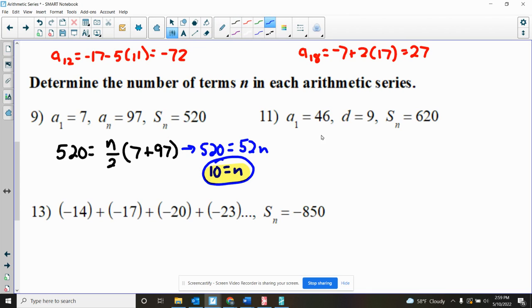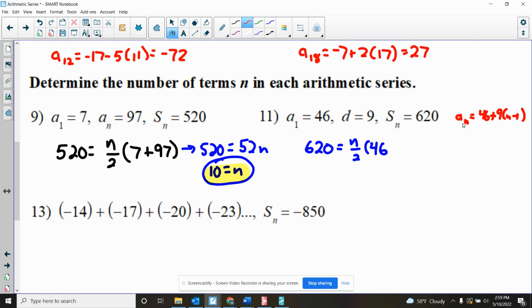Similar setup for the next. I know that the sum is 620. That's n over 2 times, we got the common difference this time, but not the last term. So we need to figure out that last term. Let's think here off to the side. My nth term is going to be 46 plus my common difference times n minus 1.